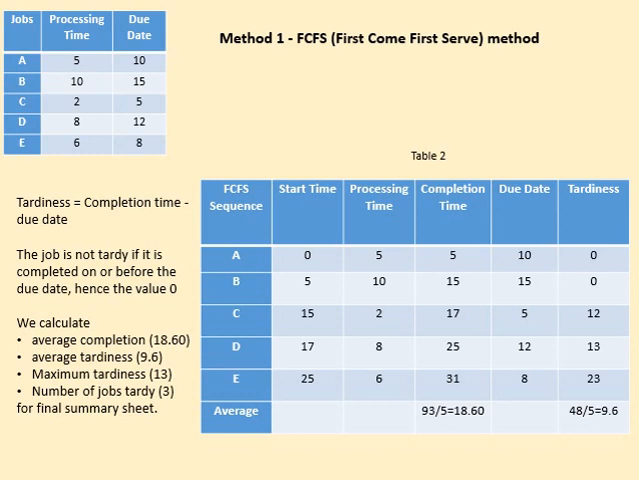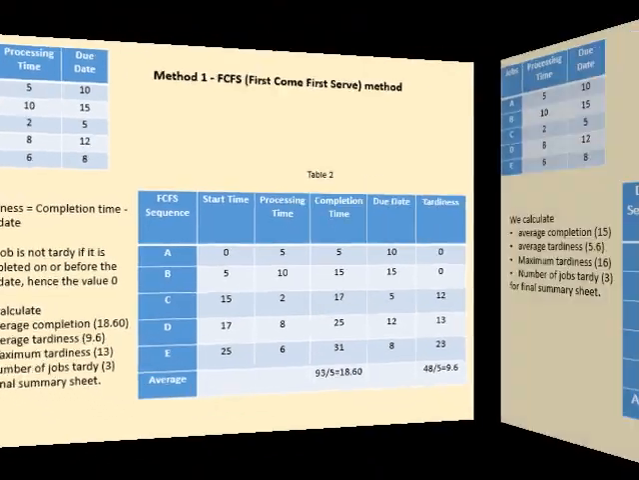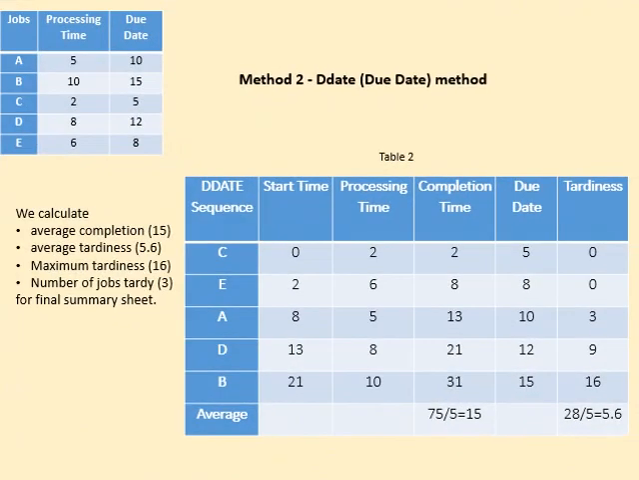The next method that we are going to look at is the due date method. In this method we try to sequence the jobs according to the due date of delivering the job. Due dates are already given in the problem. Since job C has the earliest due date, that is the 5th day, we assign job C first for processing. Now, we need to again create table 2.